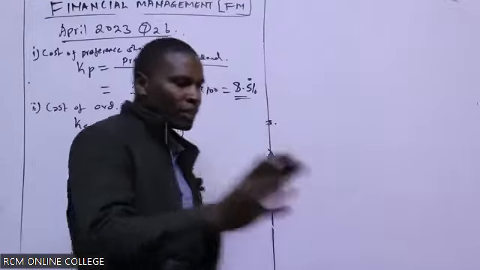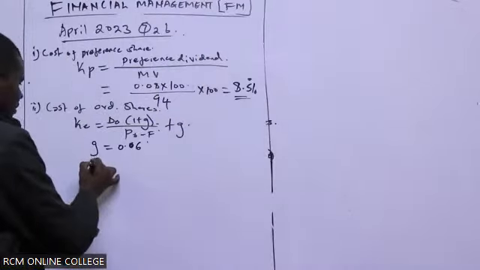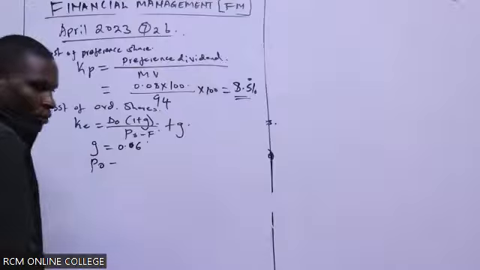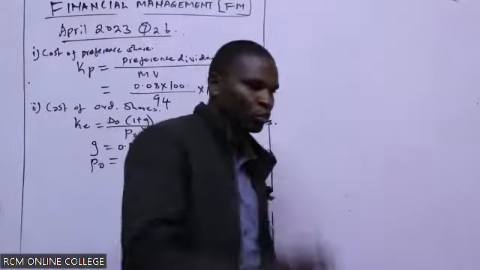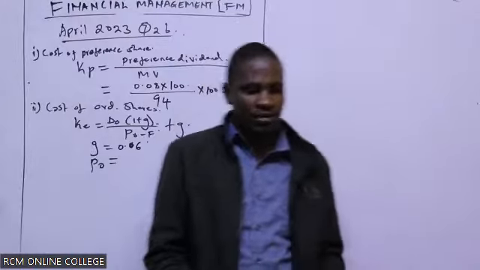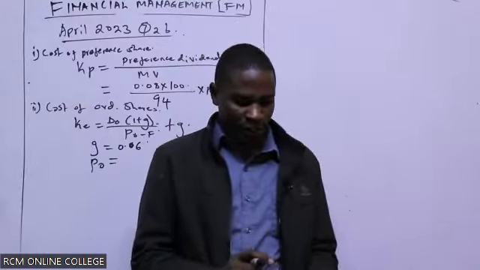What is the current market price? Market price, my P0. Just check from the question. Once I get that, I will know I have one item left, my D0. What is the market price of ordinary share?